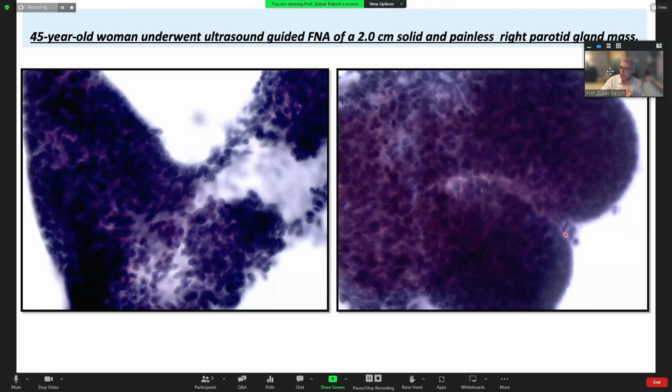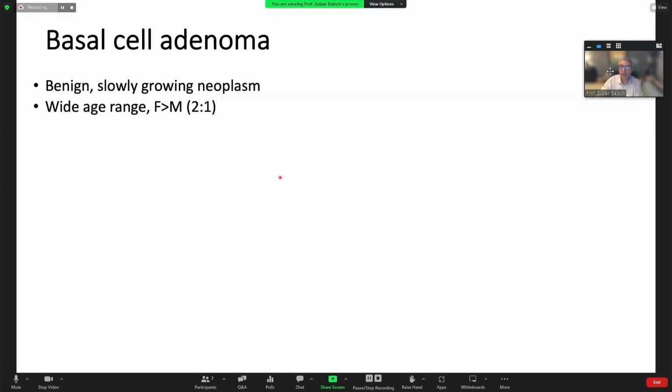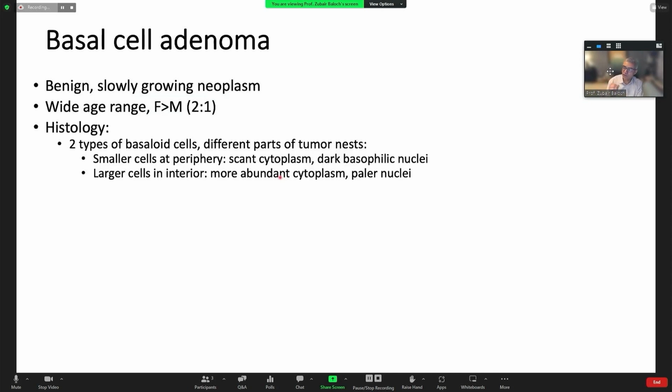Now, this is a pattern that is very typical of basal cell adenomas, but they can be mistaken on cytology for adenoid cystic carcinomas, because that monotony of the cells, basaloid cells, and very little stroma or deep holes within them can mimic adenoid cystic. So basal cell adenoma, again, is more common in women than men. And the histology is very difficult.